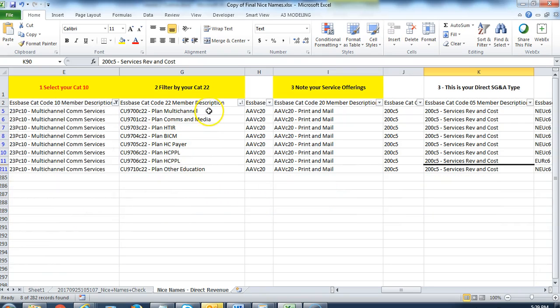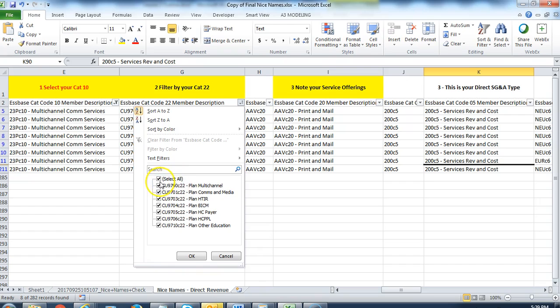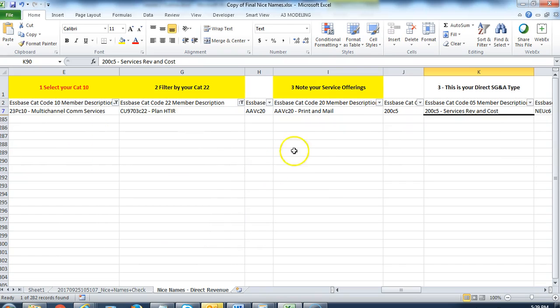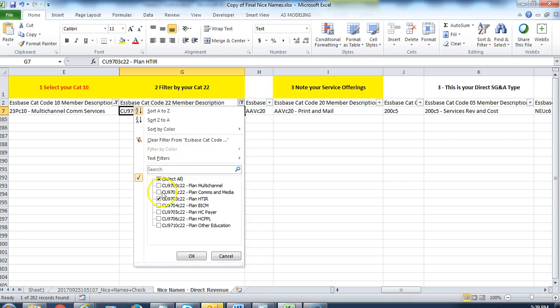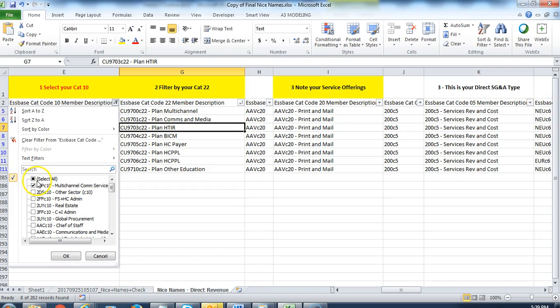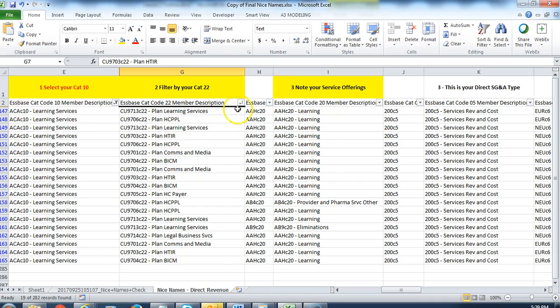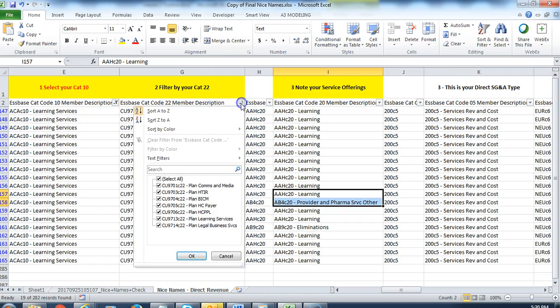If I'm multi-channel, you'll see here are my internal customers. I do print and mail as my service offering for HTIR, and I think that is the service offering for all the other CAT 10s as well. Let's take a look at one more. Let's look at learning. I believe they have quite a few internal customers, and they have a couple service offerings. They have learning and provider pharma services. So that's for HCPPL.